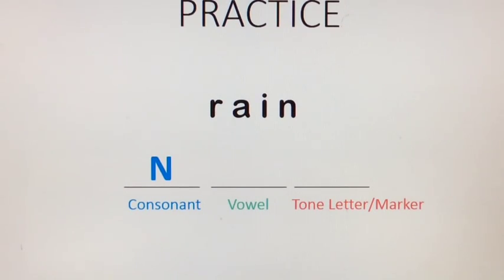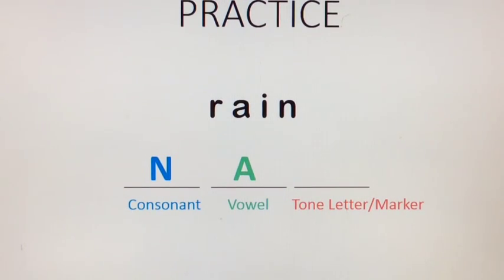Vowel, if you don't know the vowel, you can refer back to chart A, your vowel chart. But for this example, it has an A sound, so we know that it's a vowel A. So I'm not going to go back to the vowel chart. So all we have to do is figure out which tone letter or tone marker to use.